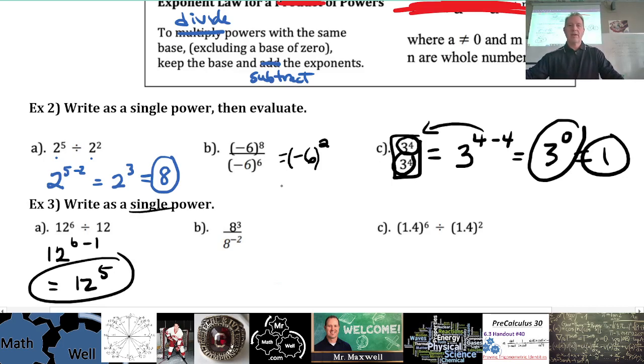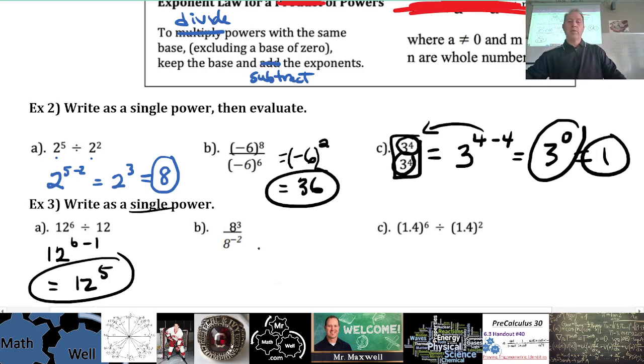What's the evaluation here? -6 times -6 is positive 36. Very good. 36. Did someone say 38? It might have been 38 years ago, but now it's 36. Just kidding. Yeah, it's okay.